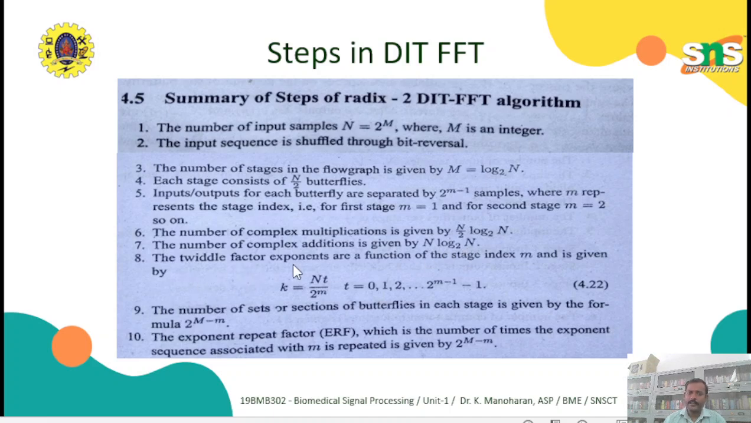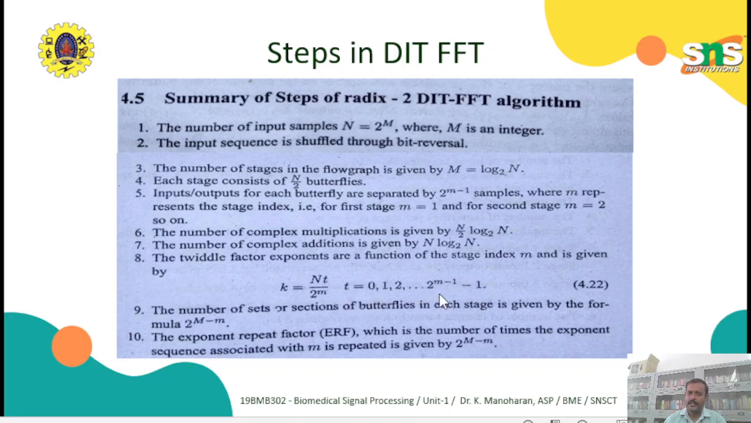And then the twiddle factor exponents, as a function of the stage index m, are given by k equal to N into t divided by 2 power m, where t is equal to 0, 1, 2 up to 2 power m minus 1, minus 1. That means the twiddle factor exponents will change, so we need to substitute the different values. For example, if m equals 1, then 2 power 1 minus 1 is 0, 2 power 0 is 1, so 1 minus 1 is 0. So only t equal to 0 we need to substitute.